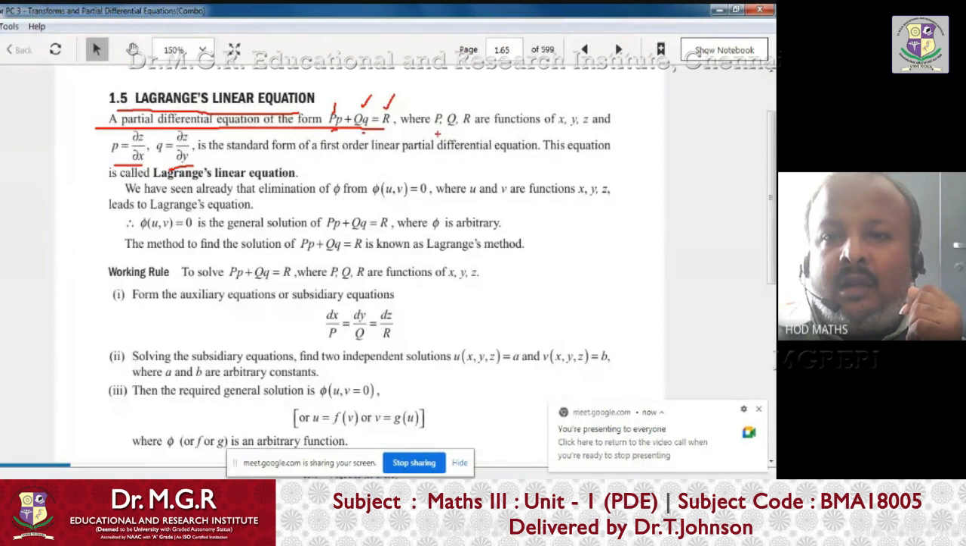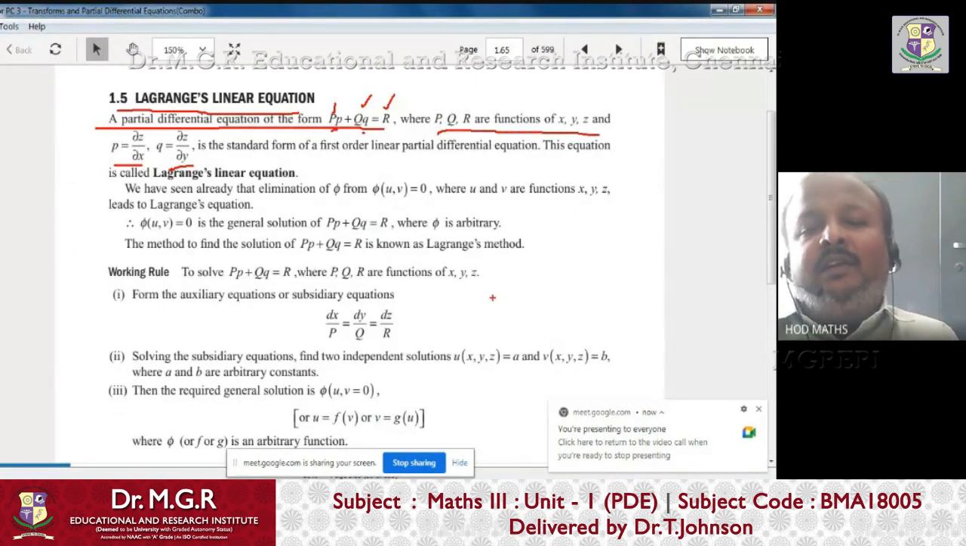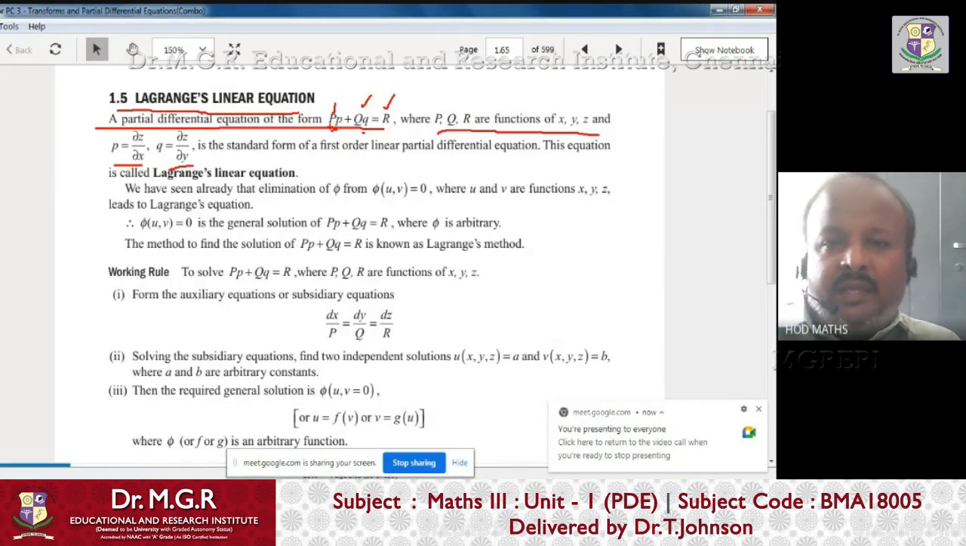They are all functions of x, y, z. So P may be x square plus y square, and Q may be y square plus z square, or maybe sine of x plus y. So P, Q, R are all functions of x, y, z, and small p and small q are derivatives. So in this Lagrange's linear equation, you can find all your x, y, z, p, and q.